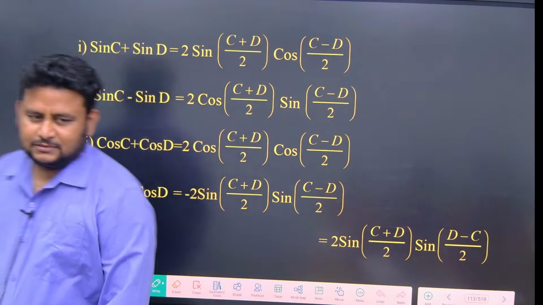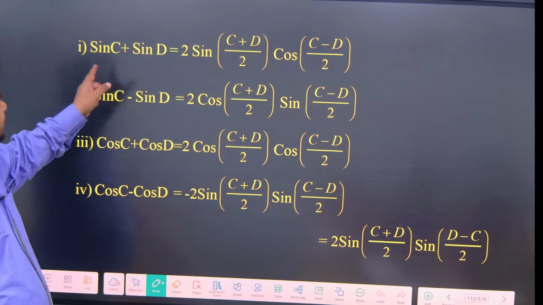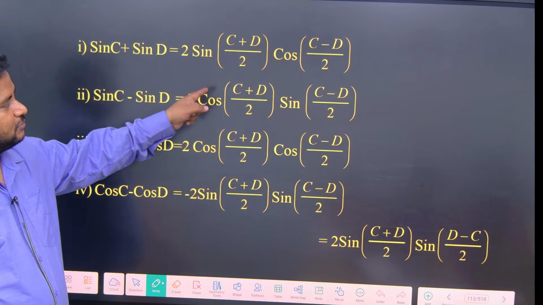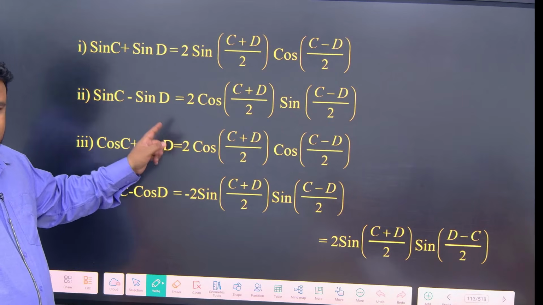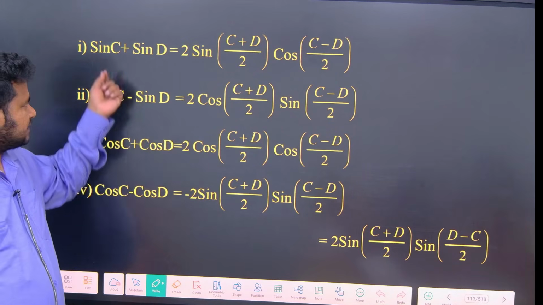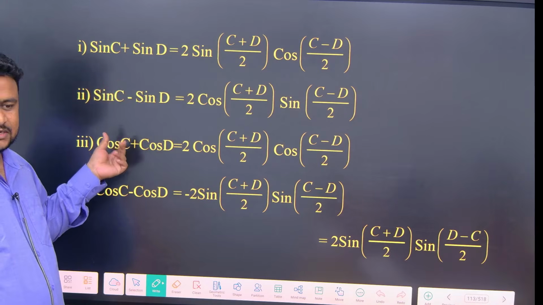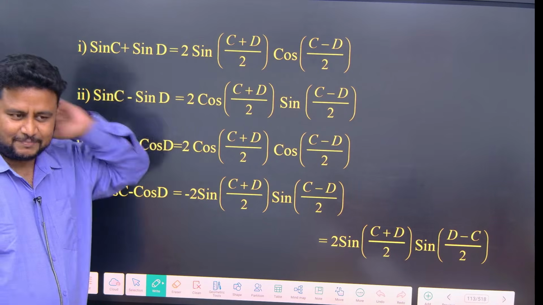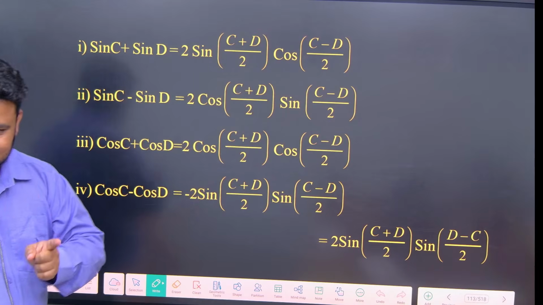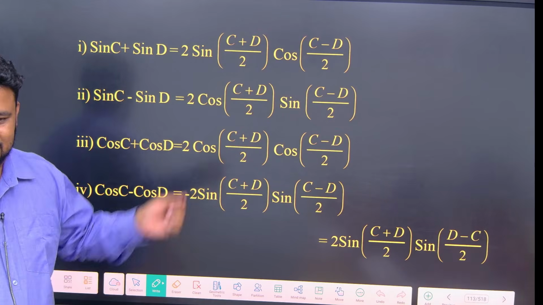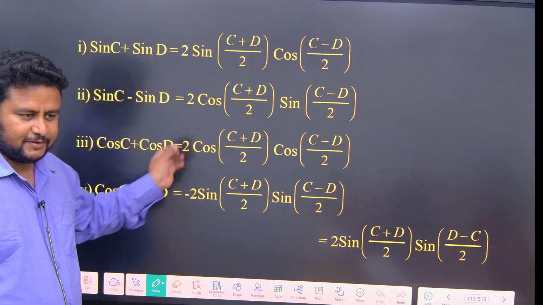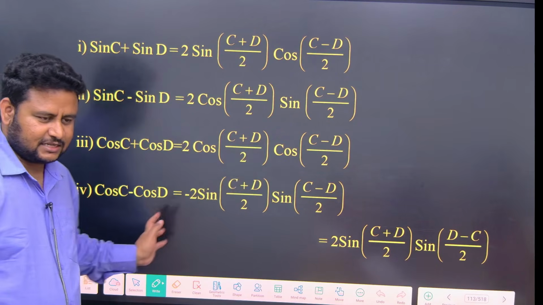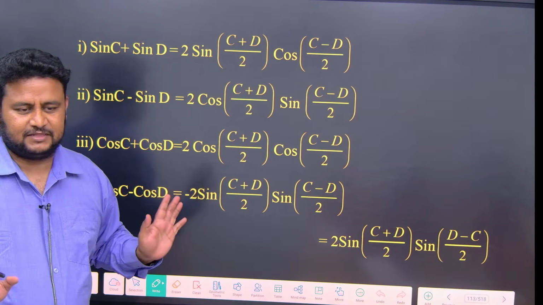See, sin C plus sin D is 2 sin C plus D by 2 cos C minus D by 2. Sin C minus sin D is what? Same thing, 2 cos. I told you, sin means cos definitely will come, but cos means only sin won't come. Same logic applies here. If sin is a person, he will combine with cos. But here, with cos, he will be along with himself, cos. Otherwise he will take sin, but he will not be with them.